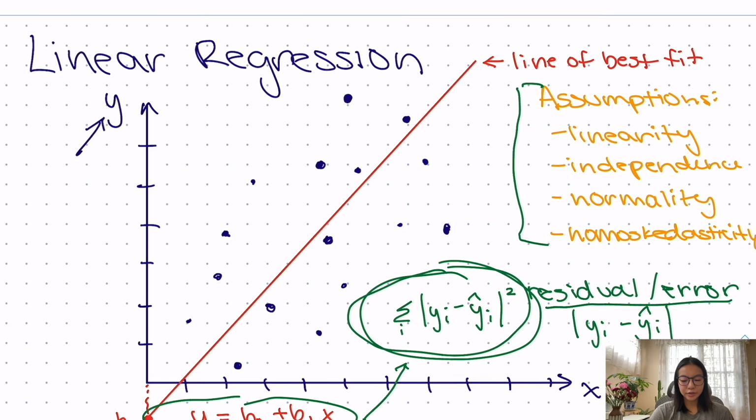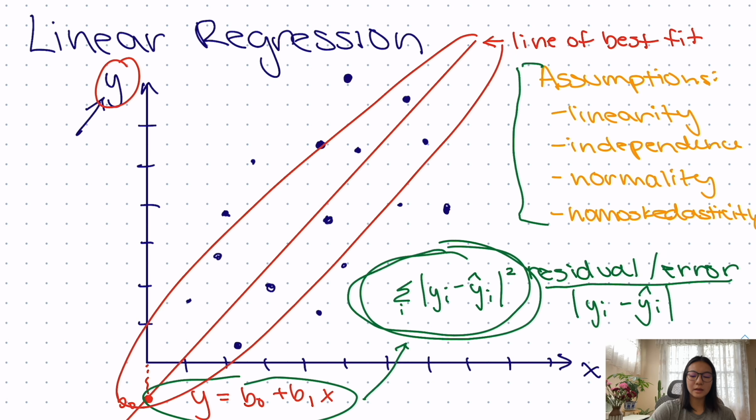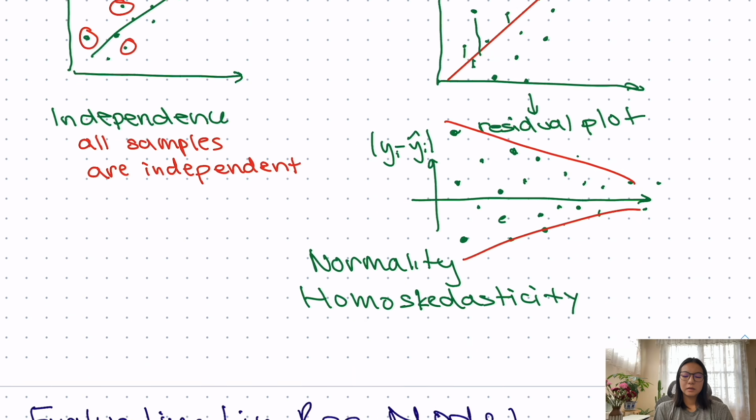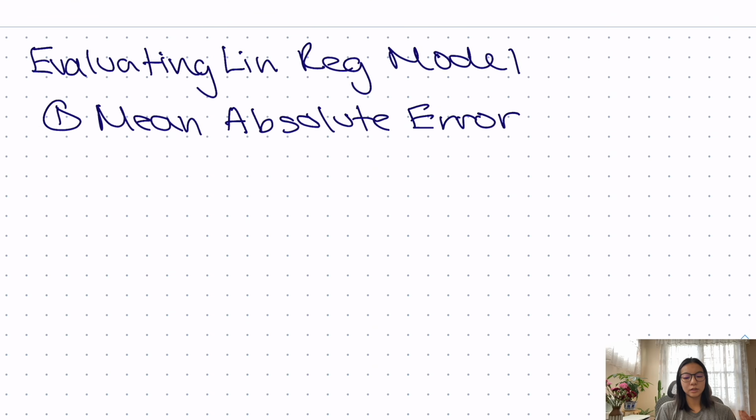So that's just linear regression. Basically, we have a bunch of data points. We want to predict some y value for those. And we're trying to come up with this line of best fit that best describes, given some value x, what would be my best guess of what y is? So let's move on to how we evaluate a linear regression model.